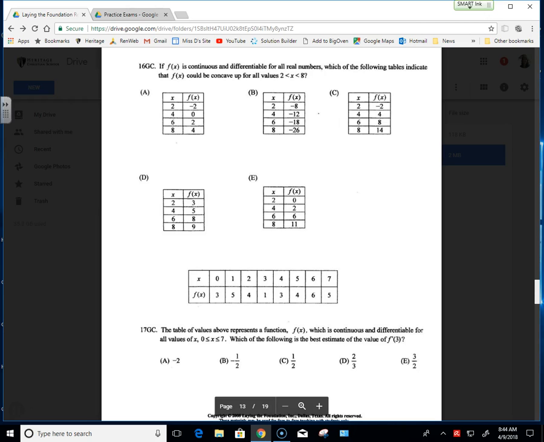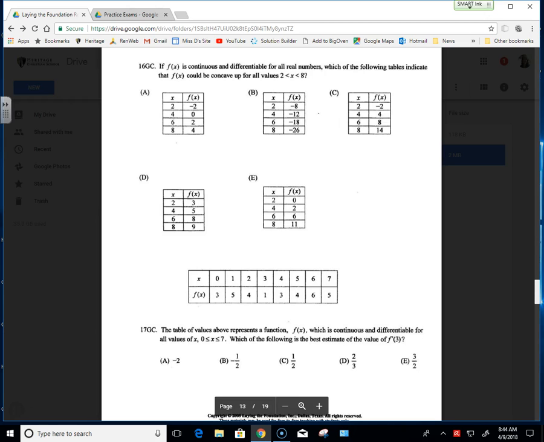16 was fun. Because it says that f needed to be concave up for all values 2 to 8, the sad thing is they didn't say anything about increasing or decreasing, so that was kind of a struggle. Concave up could happen for both a decreasing portion and an increasing portion. What's the point of concave up? The rate needs to be increasing. So if the rate needs to be increasing, either negatives are getting less negative or positives are getting more positive. So if it's increasing, it can't increase by a set amount. That would be a constant rate, which would be a line. That wouldn't be concavity. That's why that one's out.